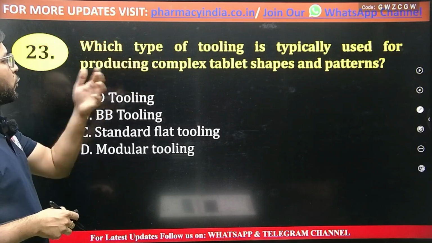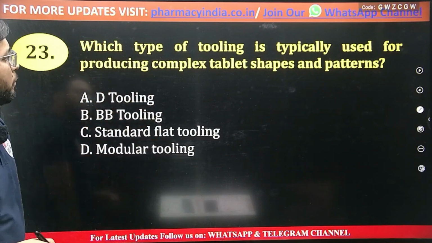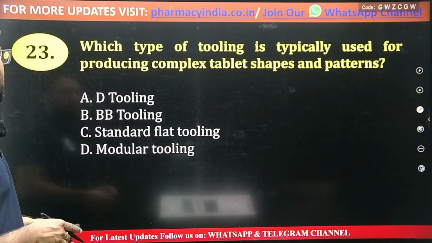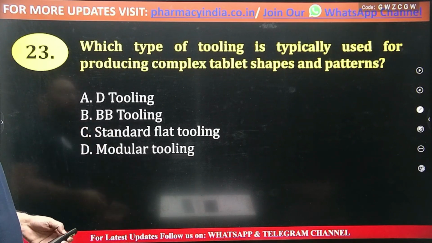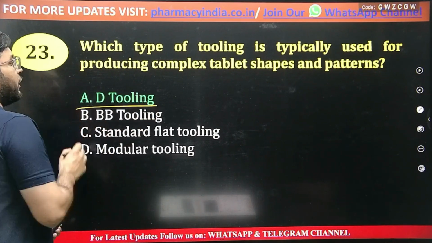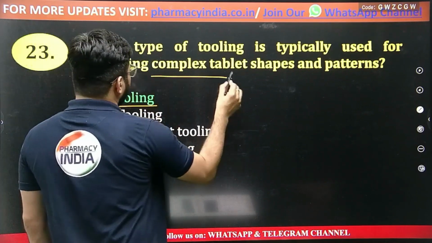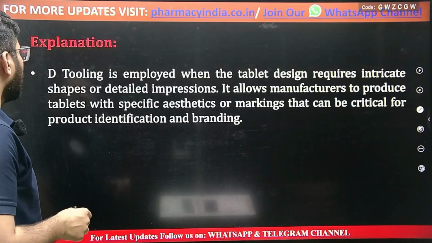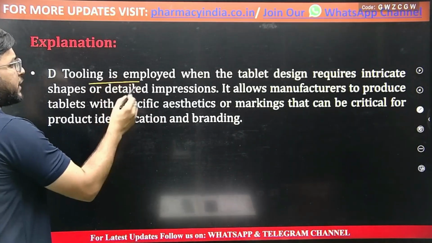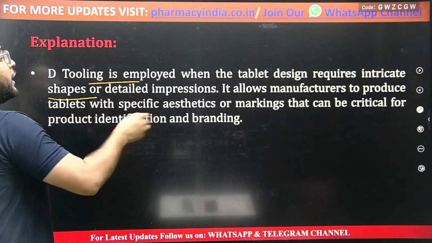Which type of tooling is typically used for producing complex tablet shapes and patterns? Means which type of tooling? So the correct answer is D tooling, which we are using for producing complex tablet shapes and patterns. Okay, D tooling is employed when the tablet design requires intricate shapes or detailed impressions.